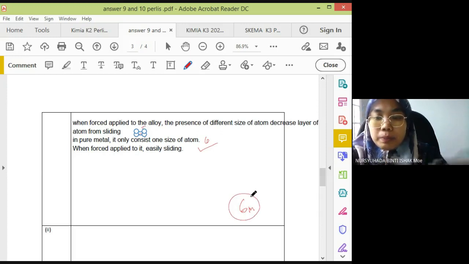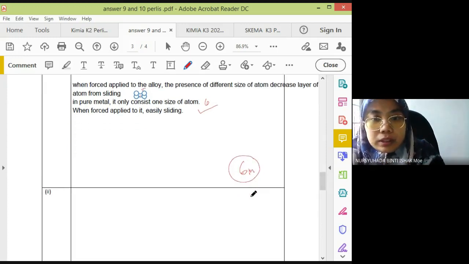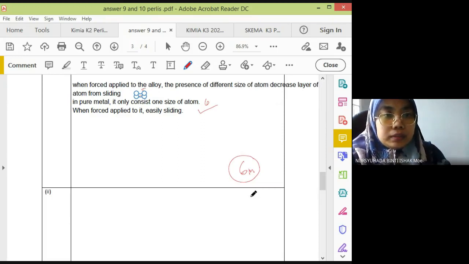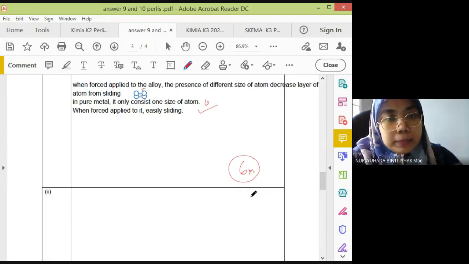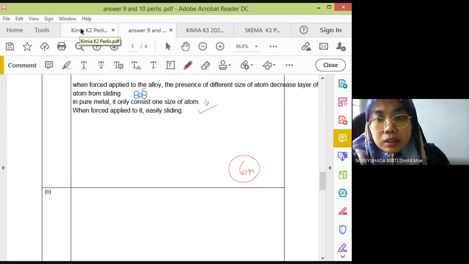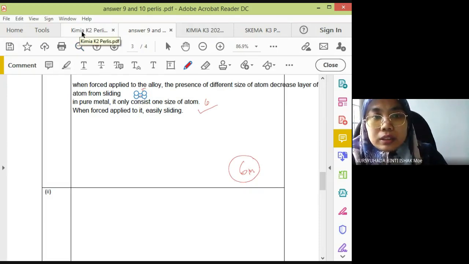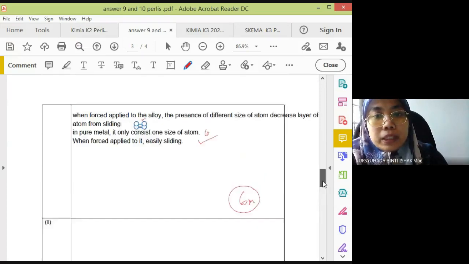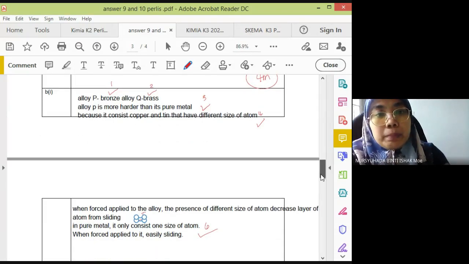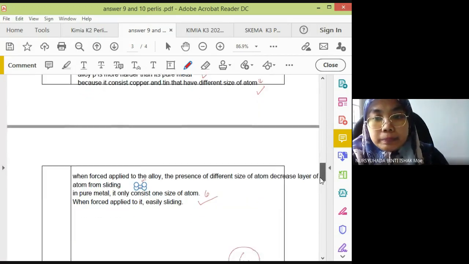Pure metal is copper. And now we go, any problem with this one? Nak tambah sini, pure metal is copper. Tadi kita dah tengok kan, pure metal dia copper. Kenapa bukan tin? Boleh jadi bronze bila kita tambah tin. Boleh jadi brass bila kita tambah zinc. So the main metal is copper.